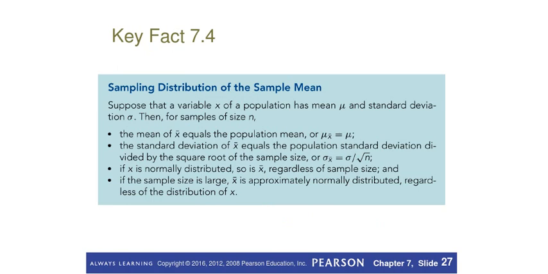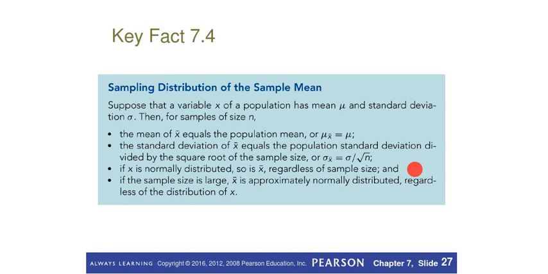So, suppose that a sampling distribution of the sample mean, this is what we need to say. Suppose that a variable x of a population has a mean mu and a standard deviation of sigma. Then for all samples of size n, the mean of the samples will equal the mean of the population, as demonstrated. Not only that, the standard deviation of x bar equals the population standard deviation divided by the square root of the sample size.